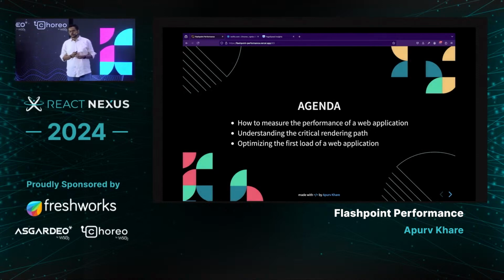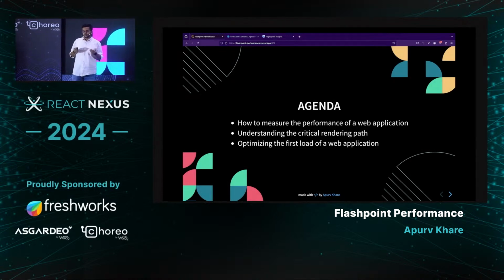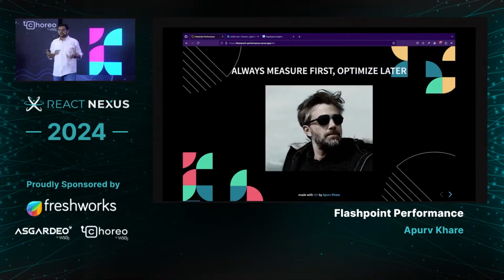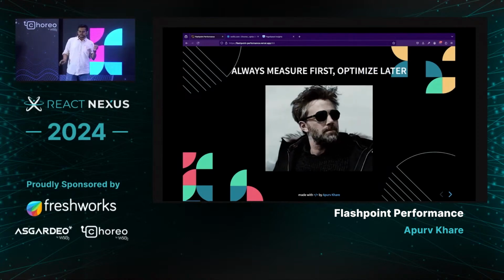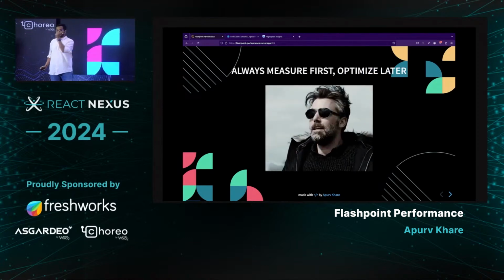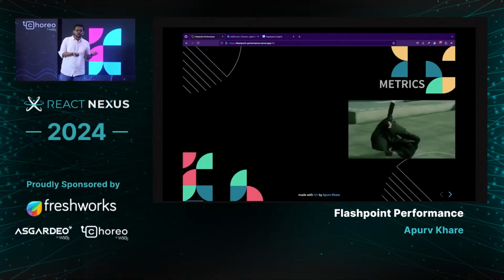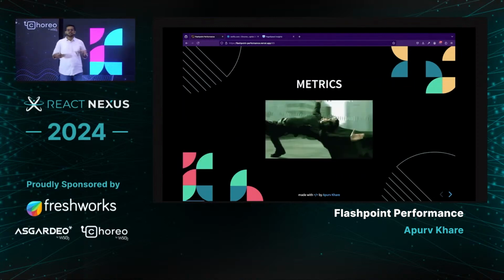The agenda for today's talk is how to measure the performance, understanding the critical rendering path, and optimizing the first load of your application. As a wise man once said, always measure first and optimize later. So in order to measure, you need metrics. No, not this Matrix. You need a different kind of metrics.